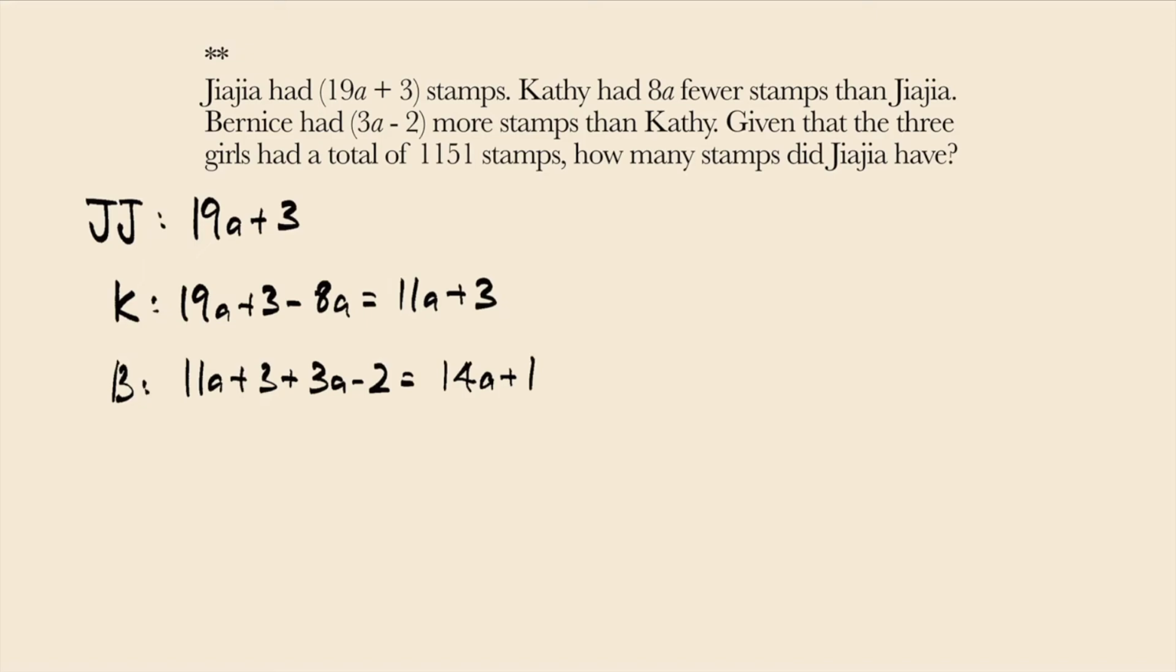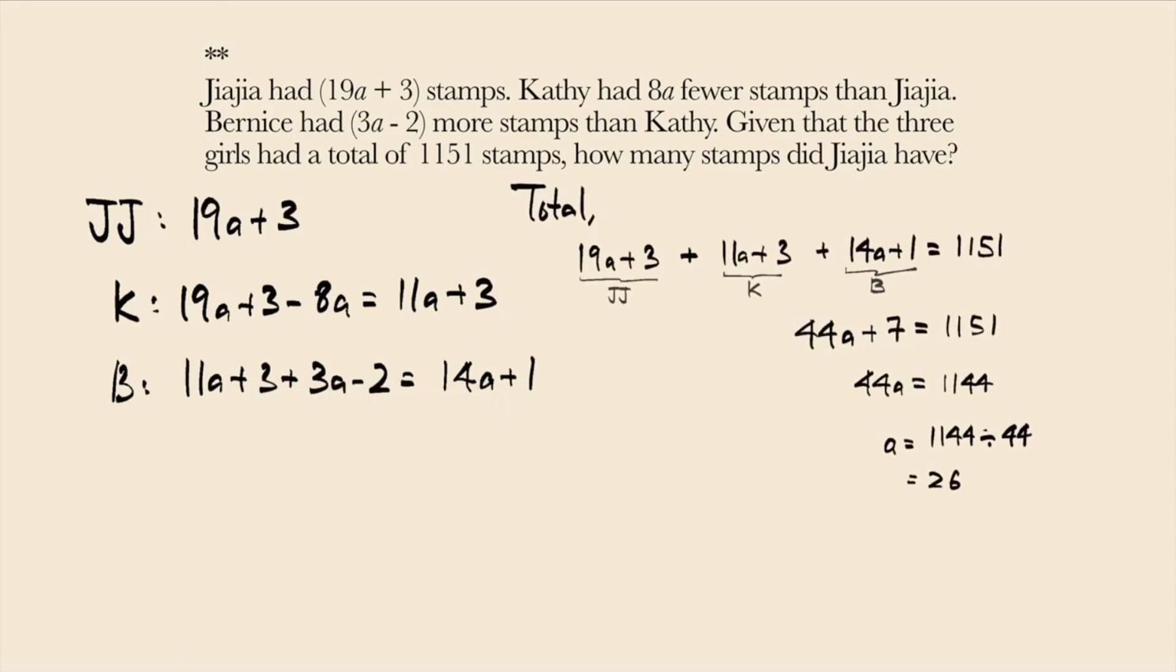Bernice has 3a minus 2 more than Kathy. So let's add 3a minus 2 to this, which means 11a plus 3a is 14a. 3 minus 2 is positive 1. Now we are dealing with the total being 1151. Okay, so let's add everything up together, shall we? So Jia, Kathy, Bernice. Simplify.